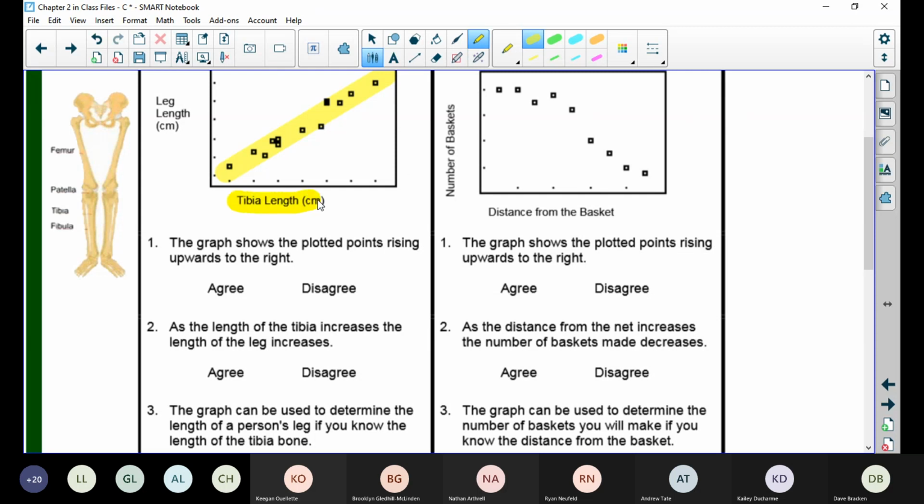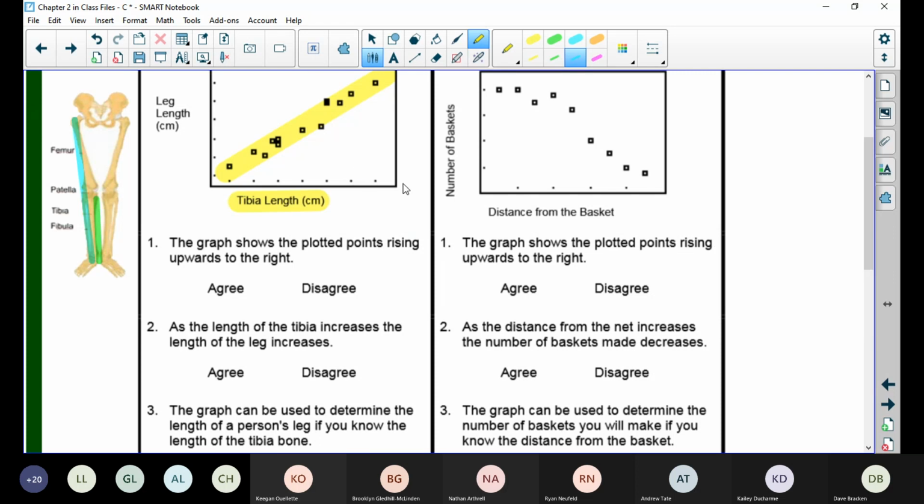This is about the leg length and the tibia length. So your tibia, if you see right here, is this inside shin bone versus the whole length of your leg right here. So is there a relationship between your tibia length and your leg length? And that's what the scatter plot is trying to prove.